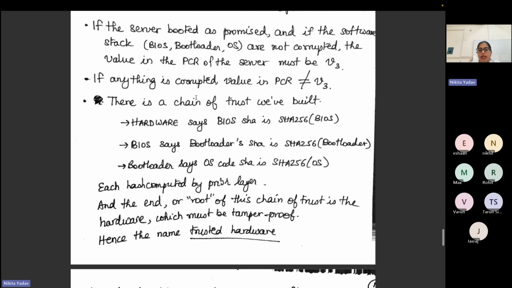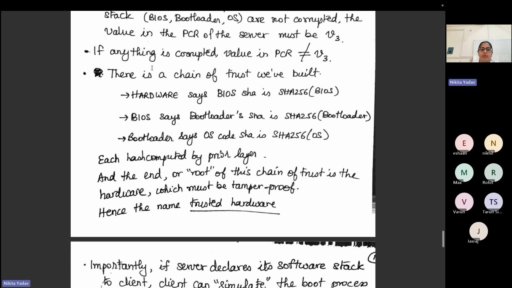So this is a chain of trust that we have built. What is this chain of trust? The hardware says that the BIOS SHA is SHA-256 of BIOS. The BIOS then says that the bootloader SHA is SHA-256 of bootloader, and the bootloader says that the OS code SHA is SHA-256 of OS. Then we have stitched together these values X, Y, and Z to create a hash chain, which is basically created in the TPM.